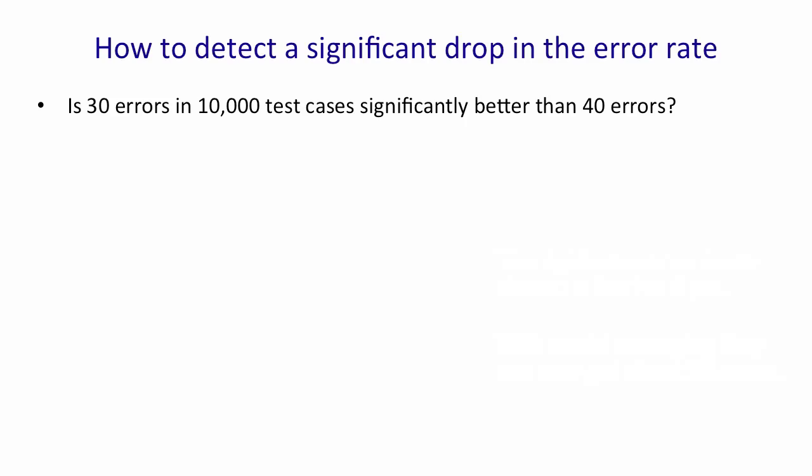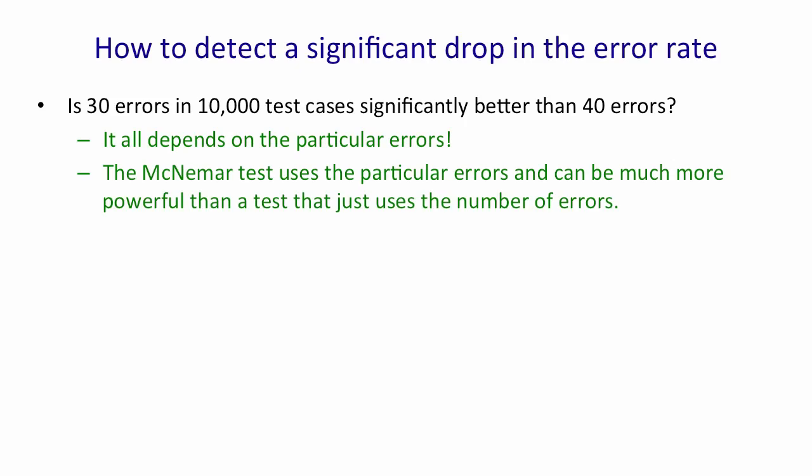One question this work raises is how do you tell if a model that makes 30 errors is really better than a model that makes 40 errors? Is that significantly different? Rather surprisingly, it turns out it depends on which errors they make. The numbers don't provide you enough information. You have to know which ones they get wrong and which ones they get right. So there's a statistical test called the McNemar test that uses the particular errors and is far more sensitive than just using the numbers. Let me give you an example.